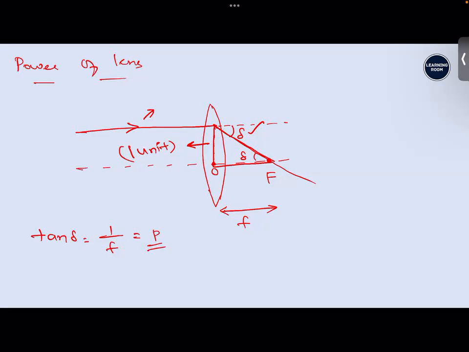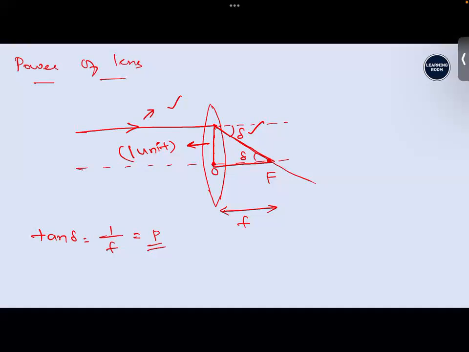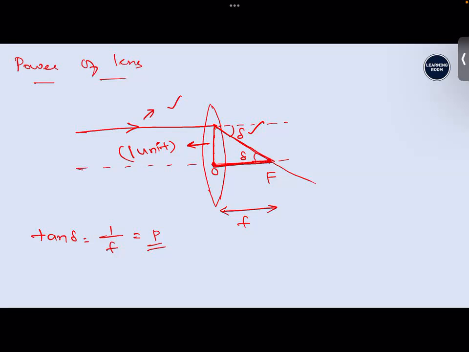Sir, can you explain 1 unit? What is it, sir? 1 unit means I'm taking a ray which is parallel to the principal axis exactly at a distance of 1 unit from optical center. Okay, sir. So power is equal to 1 divided by f.